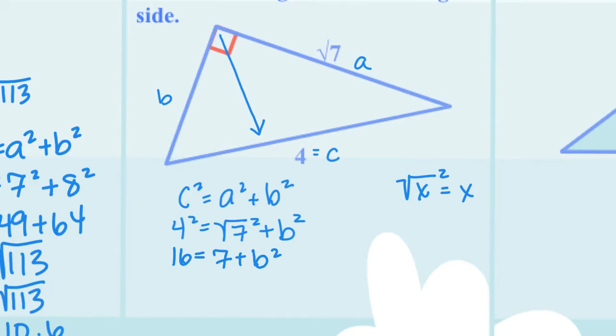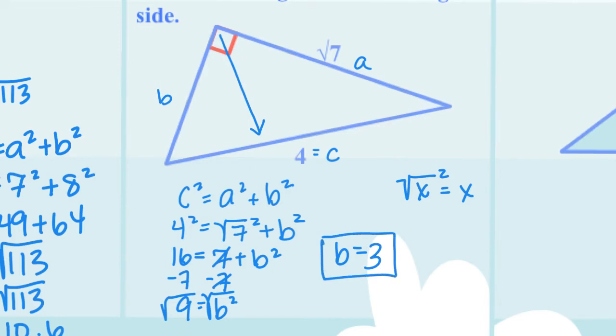Now we're solving for b squared, so we can subtract 7 from both sides. 16 minus 7 is 9 equals b squared. Square root both sides to get b by itself, and b equals the square root of 9, which is 3. So we know that this third leg is going to be 3.